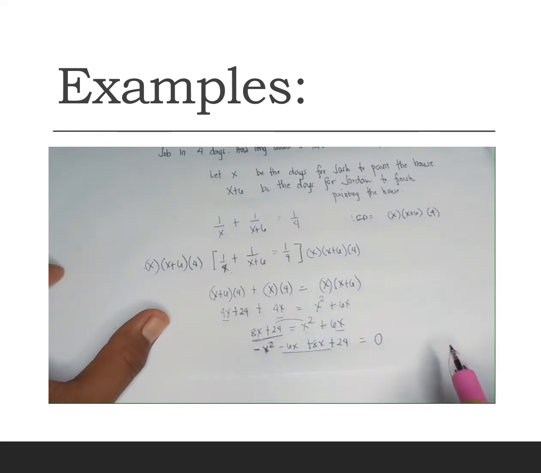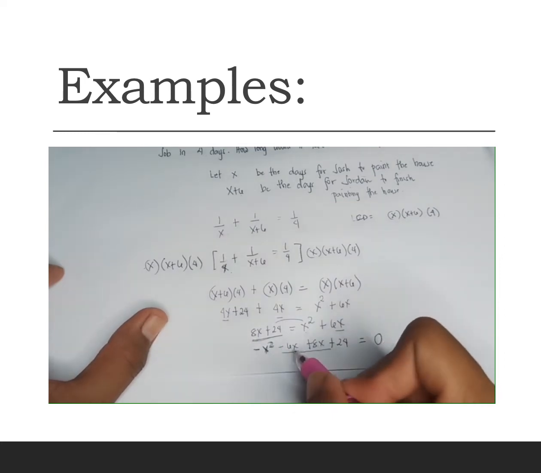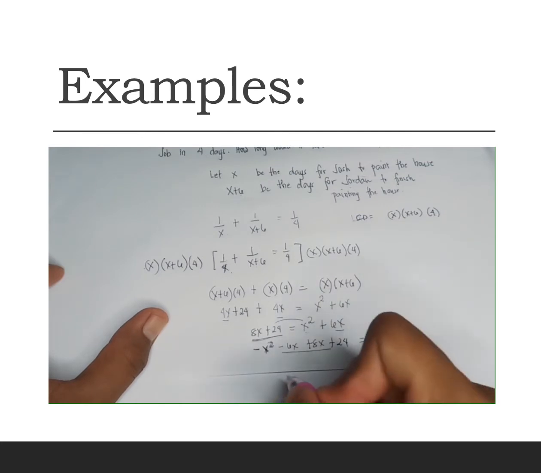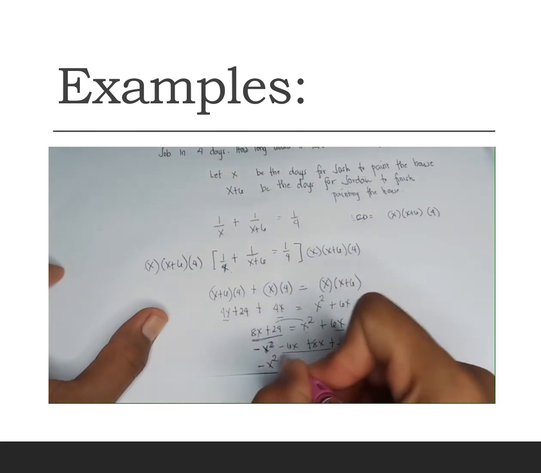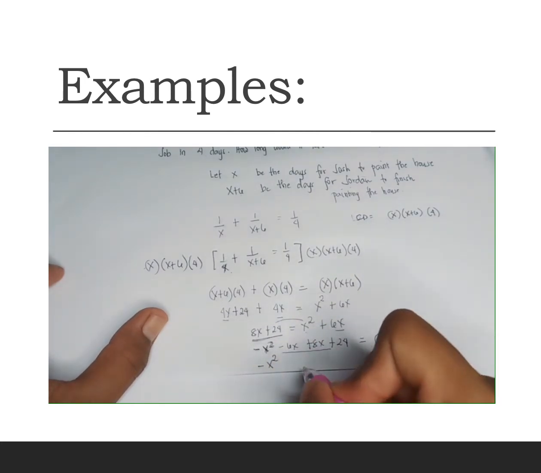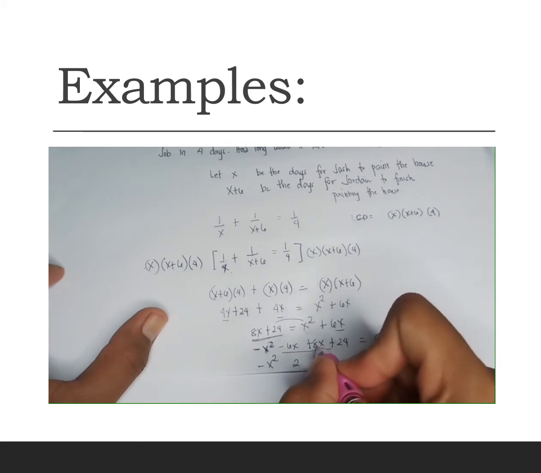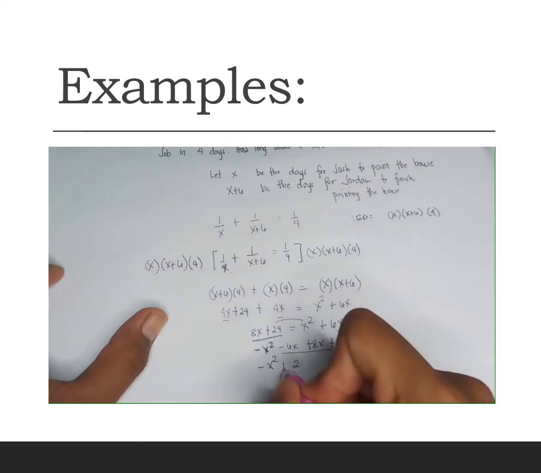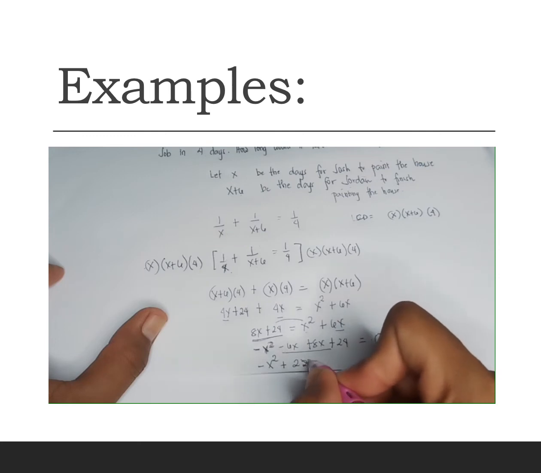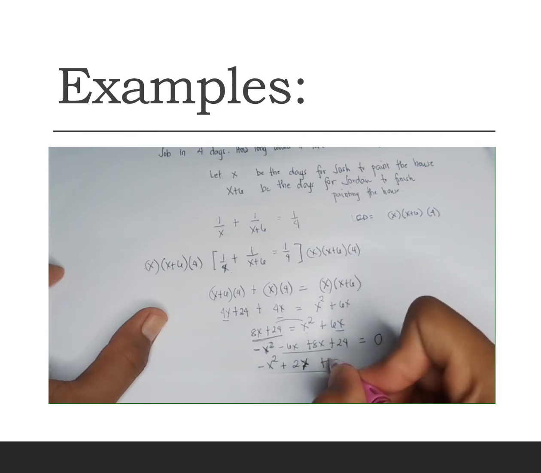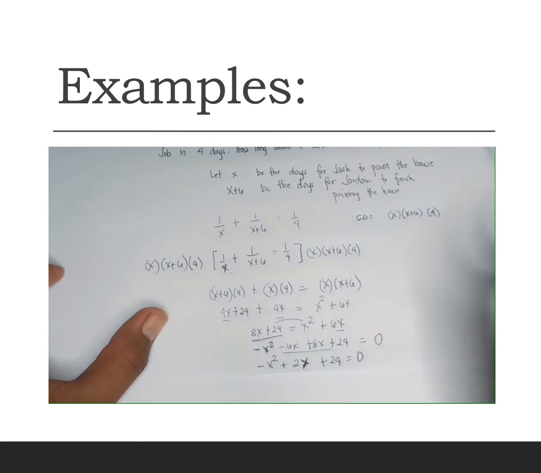What are the common terms? We have negative 6x and positive 8x. So we have negative x squared. 8 minus 6 is 2. Since the sign of the larger number is positive, so this is positive 2x plus 24 is equal to 0.